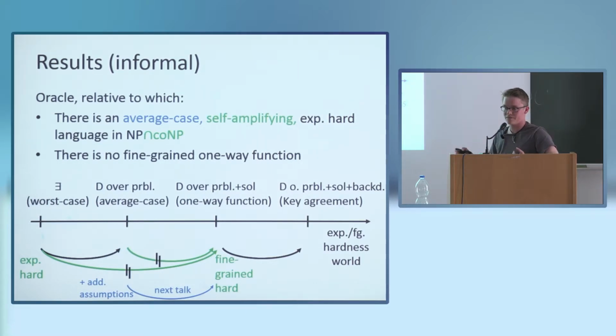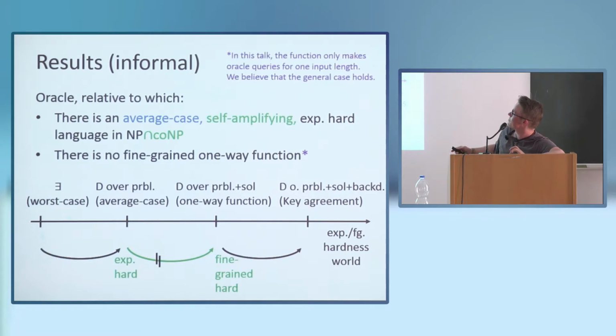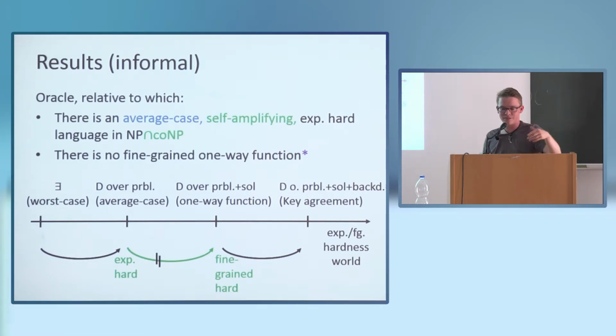Self-amplifying hardness would be something where you would think that might help. What is self-amplifying hardness? I'll define it in a second. Essentially, your success probability doesn't get better when you solve several instances. So you essentially have a product success probability.